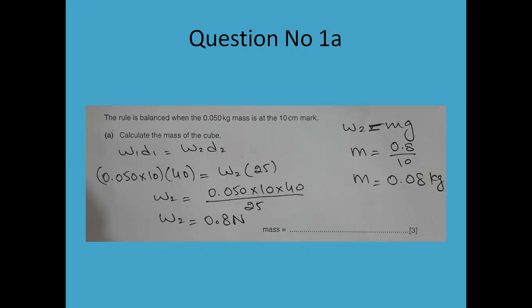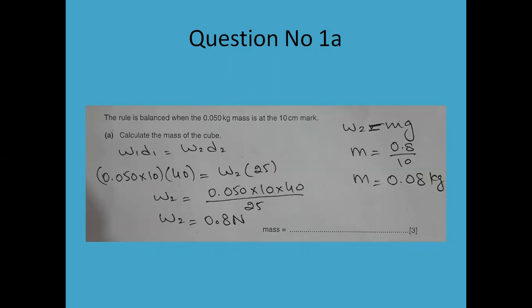W1 D1 equals W2 D2. The weight W is equal to mg, you know that. So 0.050 into 10 into 40 centimeter equals W2 into 25 centimeter, which we want to find out. The mass 0.050 kg was 40 centimeter to the left of the pivot, and W2 was 25 centimeter to the right of the pivot. If you make W2 alone on one side, it will be 0.050 multiplied by 10 multiplied by 40 divided by 25, and that will give you 0.8 Newton.